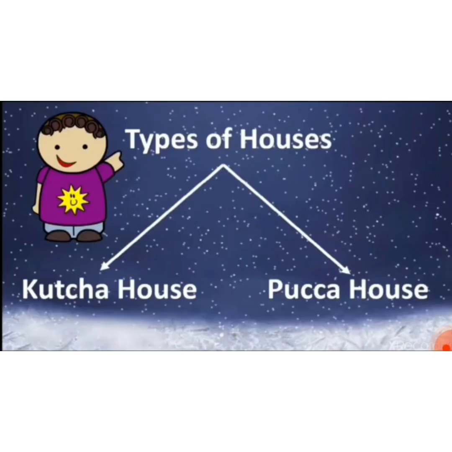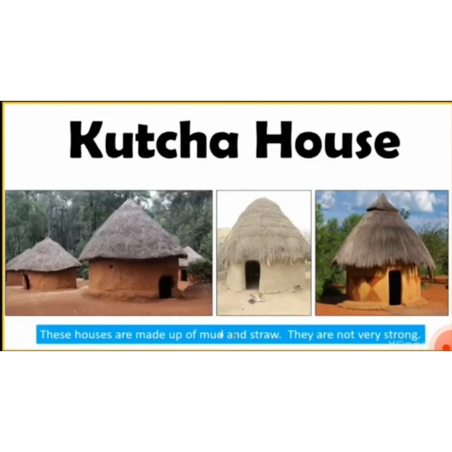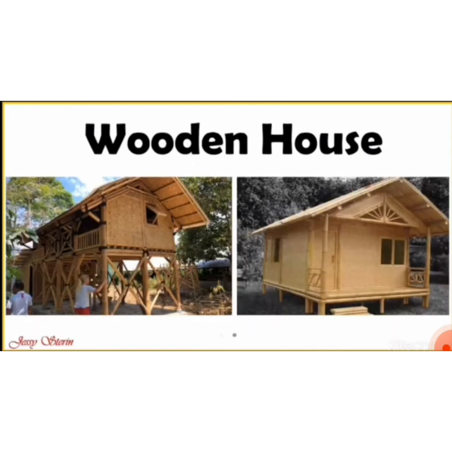There are basically two types of houses, Kacha house and Pakka house. Kacha house is also called a hut. As you can see in the picture, these houses are mostly made up of mud, straw, and dry leaves. They are not very strong. They can even be made up of wood and are called wooden houses. For this, bamboos are also used to make the houses.